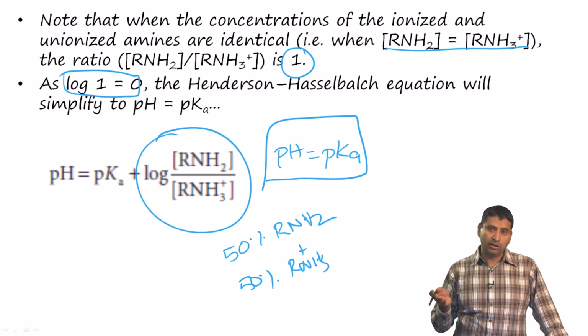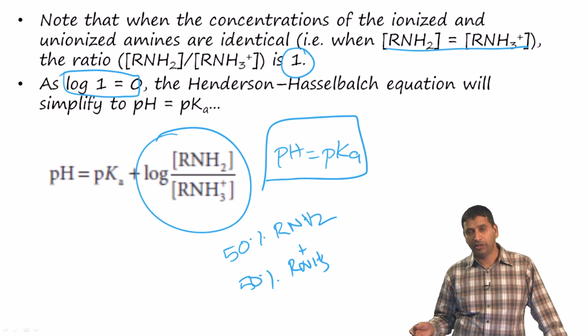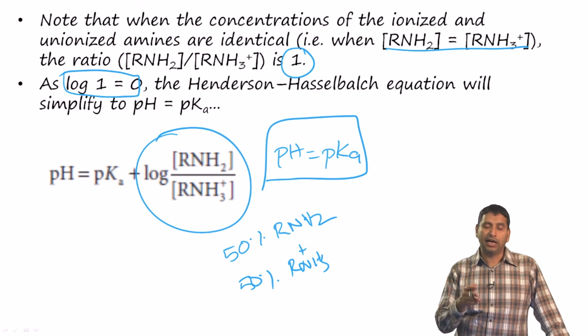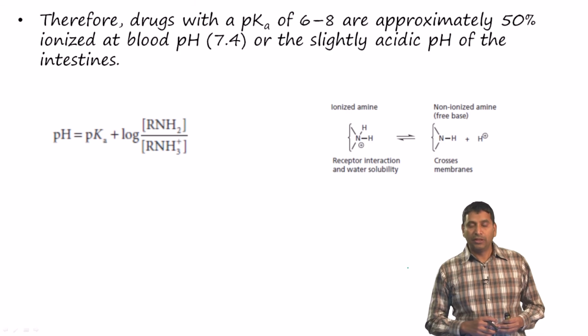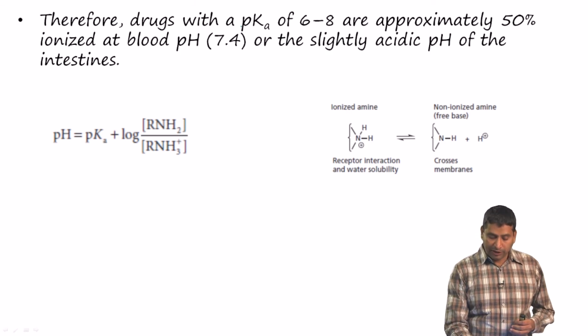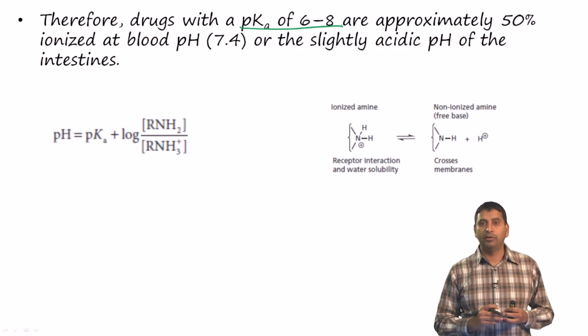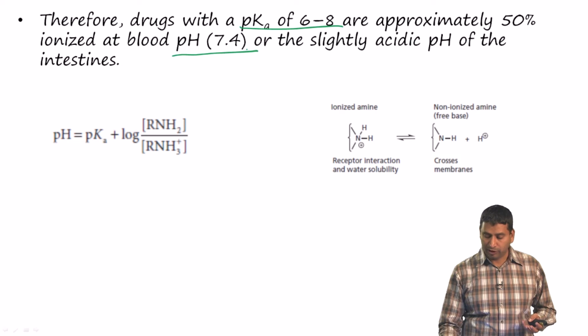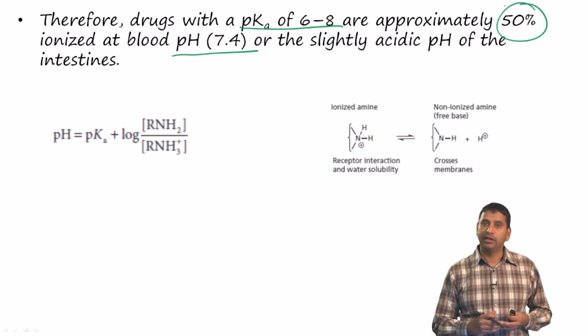This is very useful to know, because when a drug is travelling through various compartments, it will encounter quite acidic pH, it can encounter a fairly little bit basic pH, and so we can predict what would be the ratio of the ionized to unionized forms using this equation. In situations where we use amines, the pKa of these amines is typically between 6 and 8, which means that in normal neutral pH they are approximately 50% ionized.